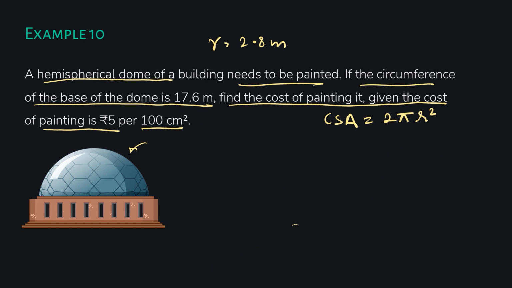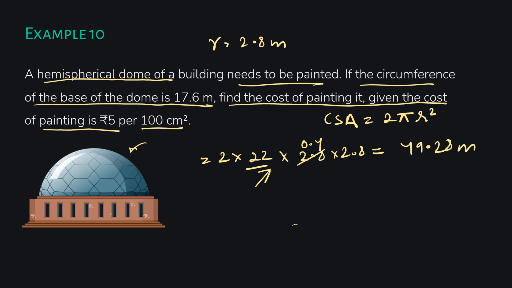Now the CSA is given as 2 pi r square, so let me write 2 into pi is 22 by 7 into r is 2.8 into 2.8. So when we calculate this, we'll get the answer. We can cut it as 0.4 and we'll get the answer to be 49.28 meters square. So this is our curved surface area, but we have to find out the cost of painting it. And the rate given to us is 100 centimeter square will be painted at 5 rupees.